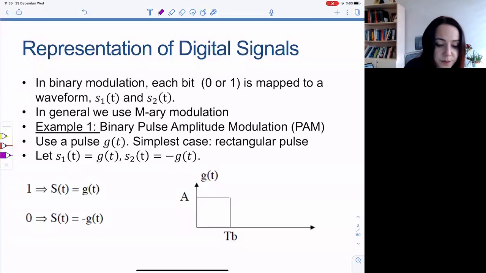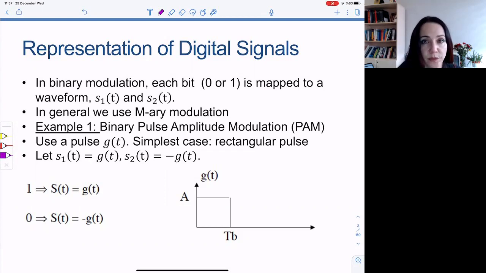All right. S1 and S2. Okay, so now, as I said, in general, we take k bits at a time and use M-ary modulation using M, which is 2 to the power k waveforms.